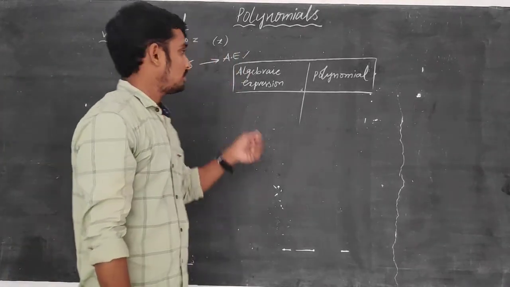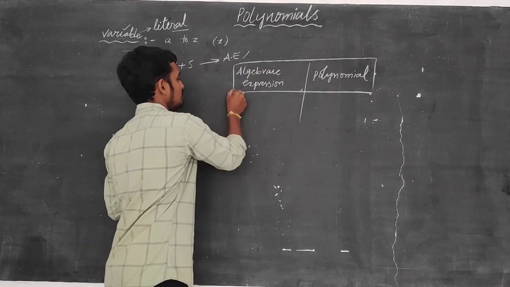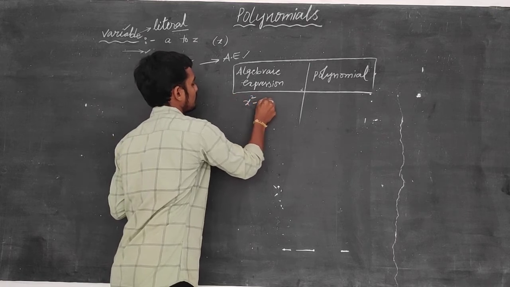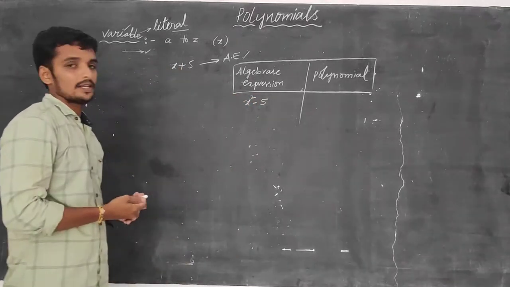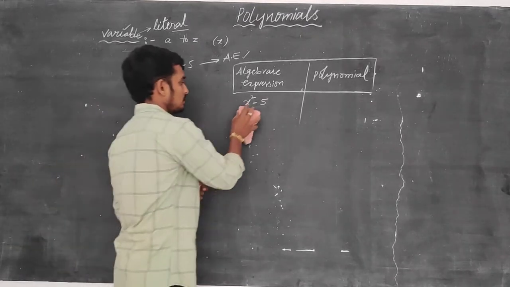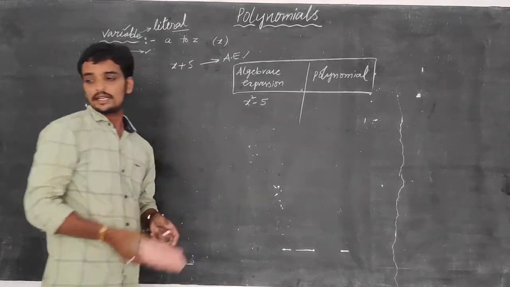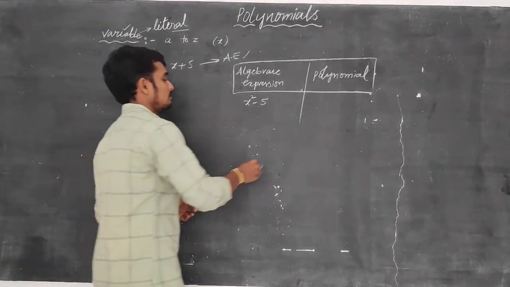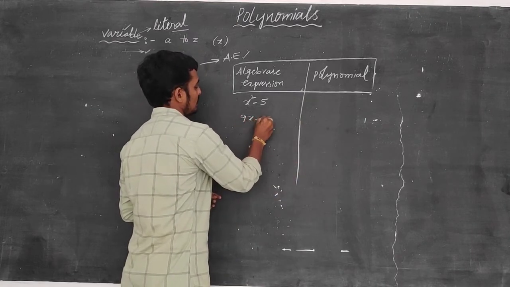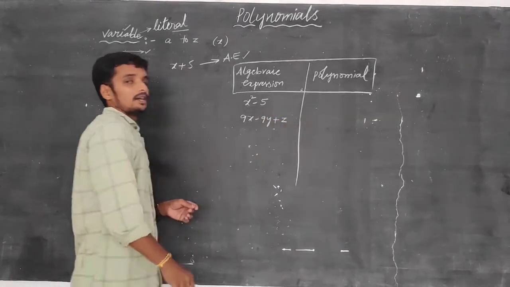Okay, my dear students. Now look at the word algebraic expression. Can you tell the algebraic expression? For example, I am writing x square minus 5. Yes, it is an algebraic expression. X has the power 2 and 5 is a number connected with the symbol minus. So x square minus 5 is an algebraic expression. In the same way, 9x minus 9y plus z is also an algebraic expression.